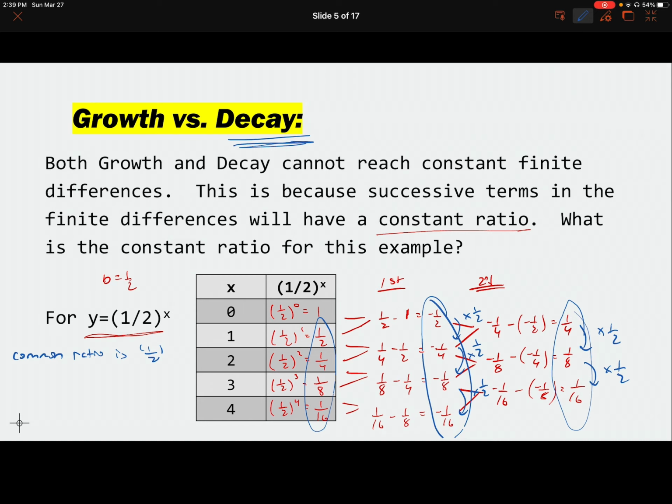All right, that's it for this video. In the next video, we'll talk about some applications for exponential decay. And then after that, we'll work into our exponent rules. Okay, I'll see you soon.